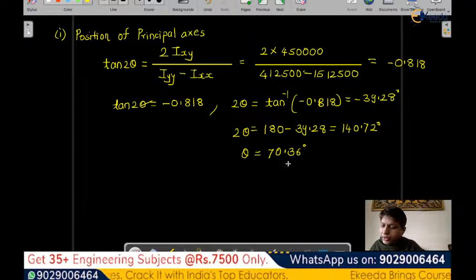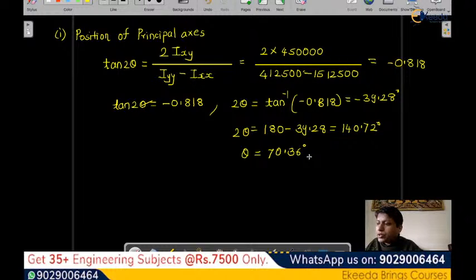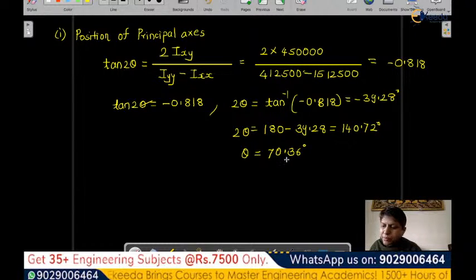Okay, so here theta we got as 70.36. Now finally we have to show the unsymmetrical bending. Where will this axis be, we have to show. Let's call them the UU and VV axis. Those are the principal axis. Position of principal axis we have to show.